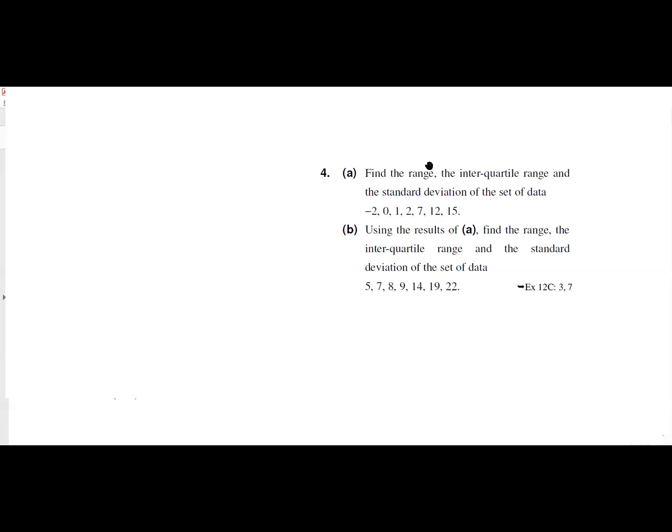Okay. In part A, range is equal to largest datum minus smallest datum. So careful about the double negative. So it becomes 17. And then interquartile range. And we need to cut, okay? So there are 7 data, and we cut at the middle position. So that is 2. This is Q2.